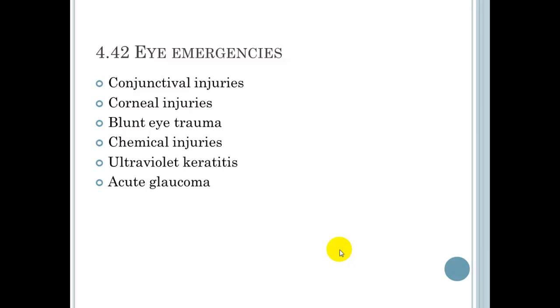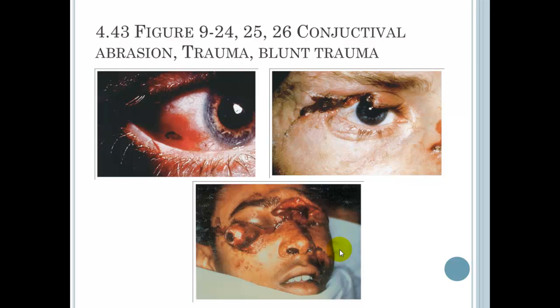Conjunctival injuries, which involve the coating on the eyeball. Corneal injuries, which would be lacerations and or abrasions. Blunt eye trauma, where we might see sticks hanging out of an eyeball. Chemical injuries, which would burn off or damage the cornea and conjunctiva. Ultraviolet keratitis, which you would get from looking at welding for too long, and then acute glaucoma, which is a spike or increase in the pressure inside the vitreous humor. And these are conjunctival abrasions, trauma, or blunt trauma.